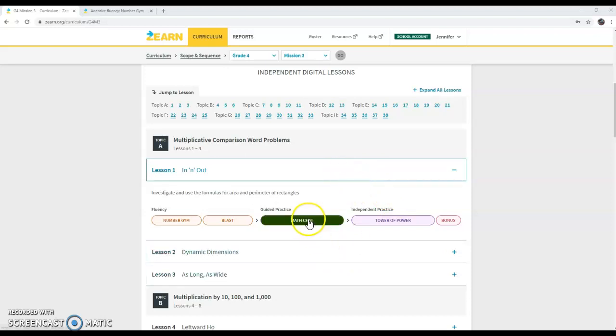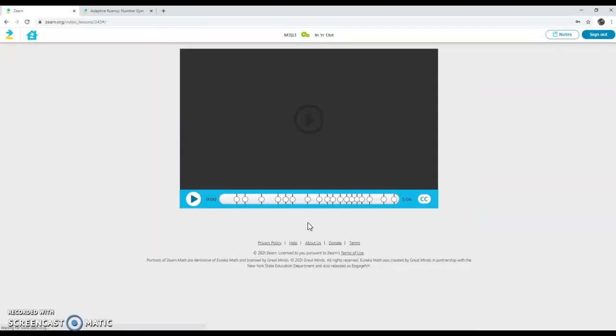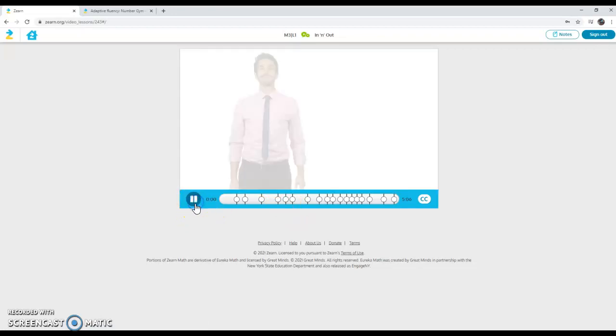When you get to the independent digital lessons, this is a really important aspect of this resource. Students can access a math chat, which is guided practice of a particular standard. This is a quick example.